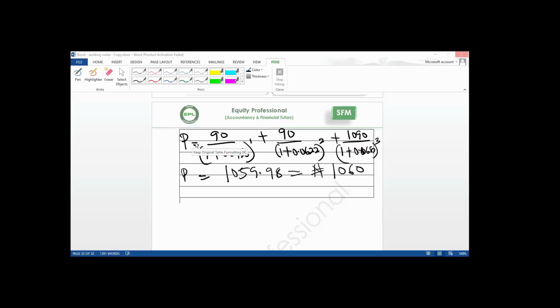The yield to maturity of a bond is the internal rate of return of the cash flow from the bond. The same way we calculate internal rate of return.